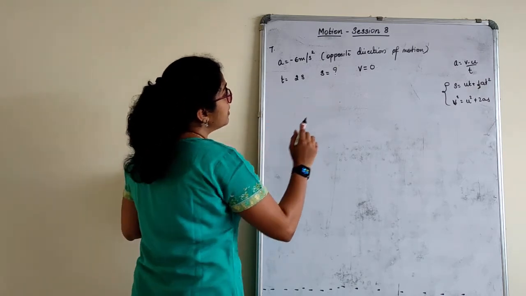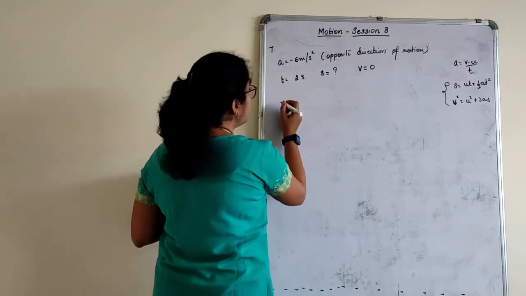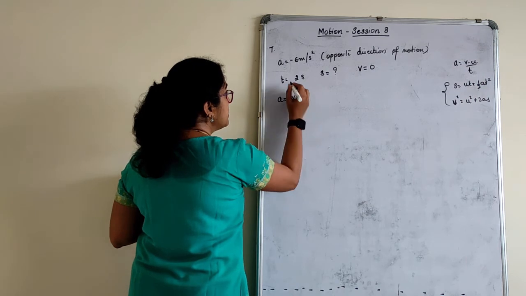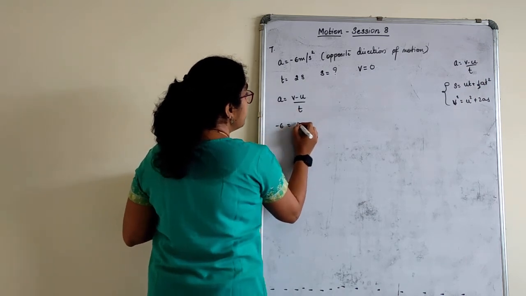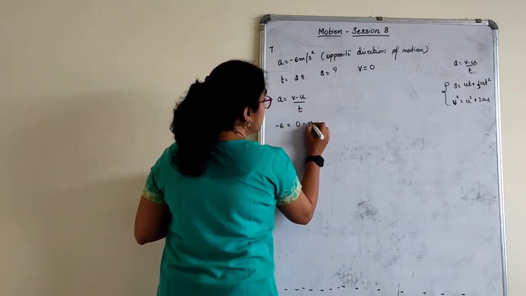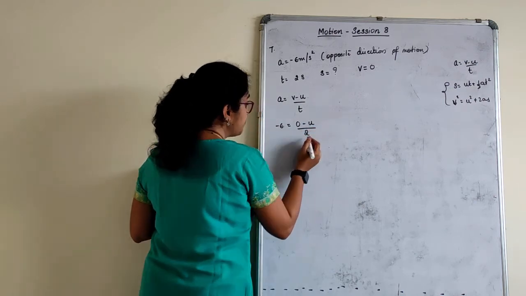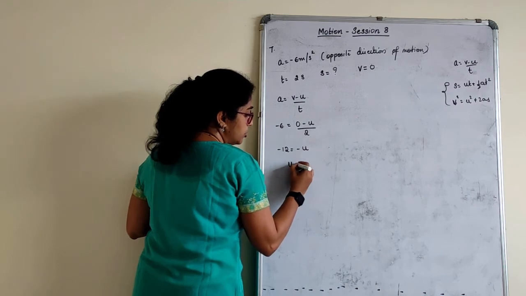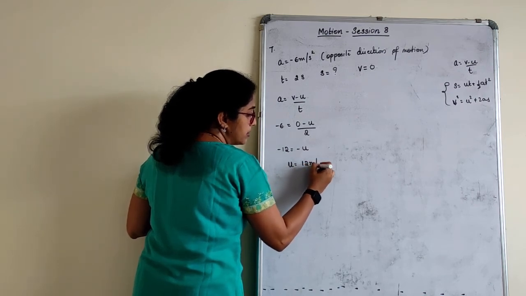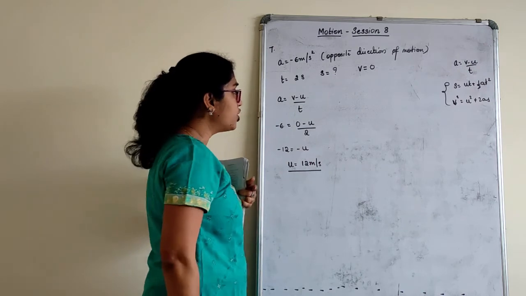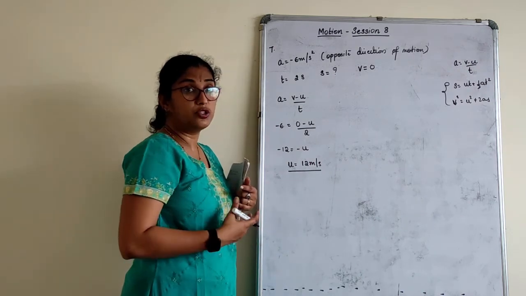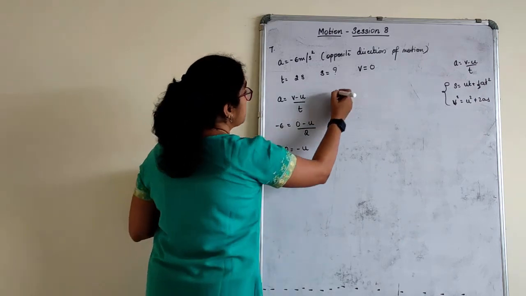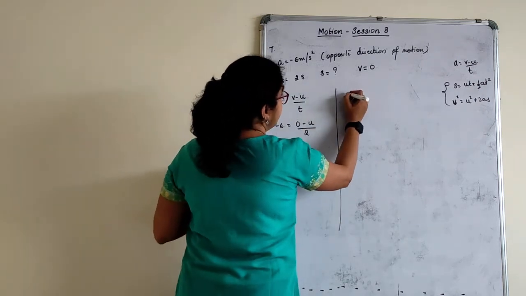To calculate U, I think we can go with the first formula, that is A is equal to V minus U by T. A is minus 6, where V is 0. Minus U, where time is T. So minus 12 is equal to minus U. U is equal to 12 meters per second. They have not asked to find U, but you understood why we should find it? Because both the formulas require U, otherwise you can't find S. Fine, take out the next one.